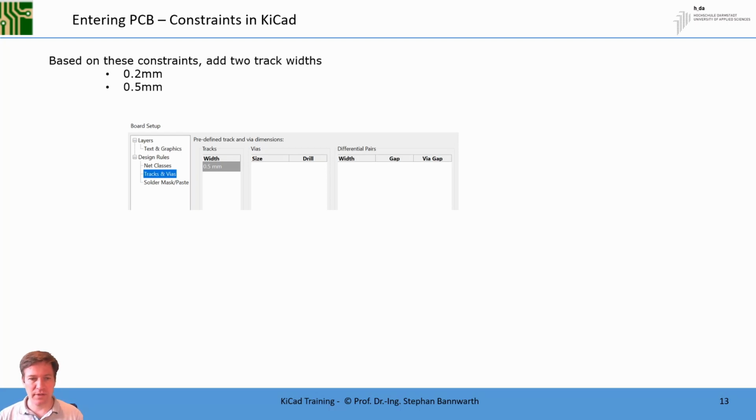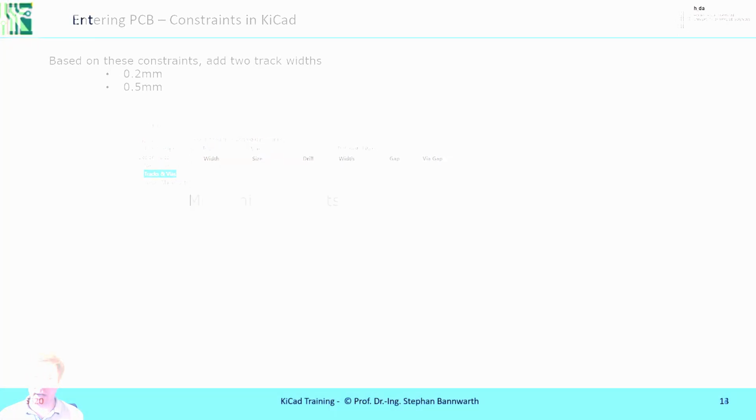Now we come to the point entering the track and vias. Based on the constraints, I would recommend to add 2 track widths as a presetting for your layout. It's 0.2 millimeters as is the minimum track width we want to use, and 0.5 millimeter the track width which is used for power distribution, or if you have signals which carry more power or a higher current. Add them here, like this you have presets later in your layout.